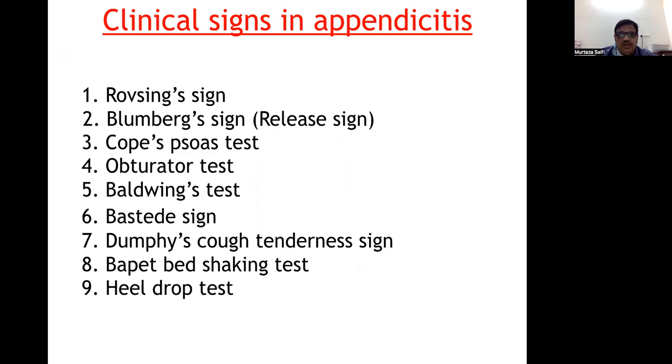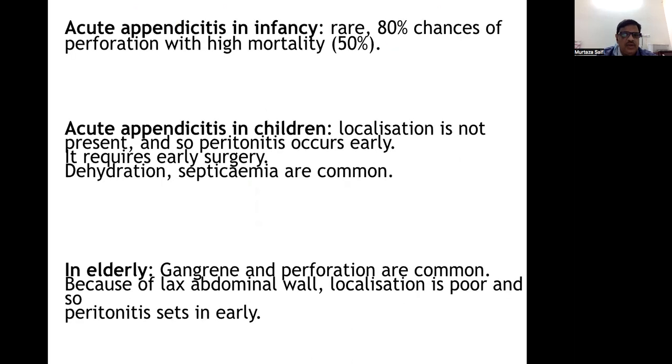Clinical signs in appendicitis: Rovsing sign, Blumberg sign, psoas test, obturator sign, Berlin sign, Dunphy sign, cough tenderness. It is also very important. When the patient coughs, he has tenderness in the right iliac fossa. Bed shaking test, heel drop test. These are all clinical signs in appendicitis.